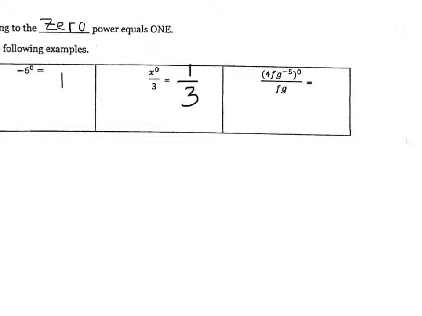So here we go. The first thing hopefully you noticed is that the entire top, because it's in parentheses, is connected to that 0. So that's going to turn into a 1. The denominator, the f and the g, are not connected to a 0, so they're simply going to stay fg. So the answer is 1 over fg.